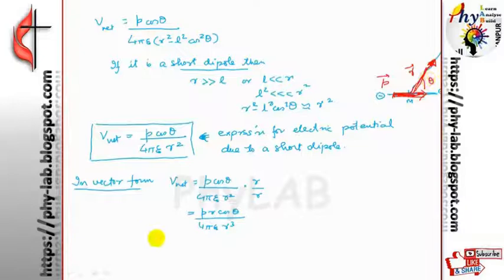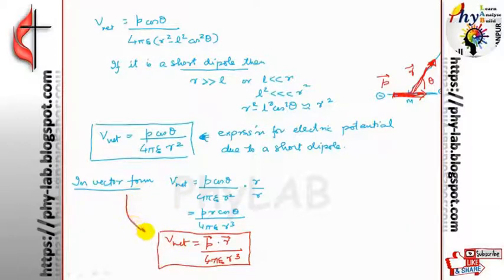So this V net can then be written as P dot R, because the dot product of P and R will give me PR cos theta upon 4 pi epsilon naught R cube. So this becomes the expression for net potential due to a short dipole in vector form. In boards or in council, you should be able to derive up till this point. That is what is more important, friends.